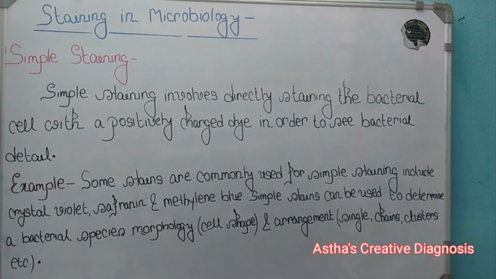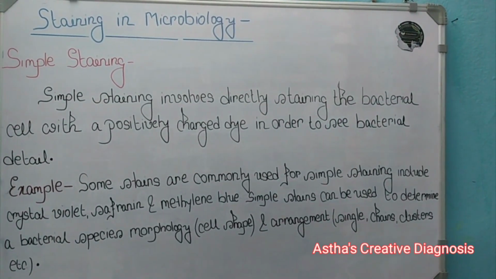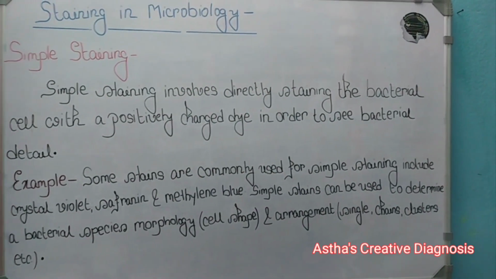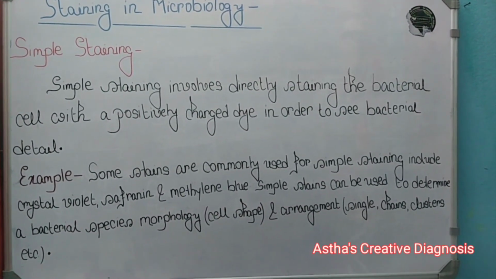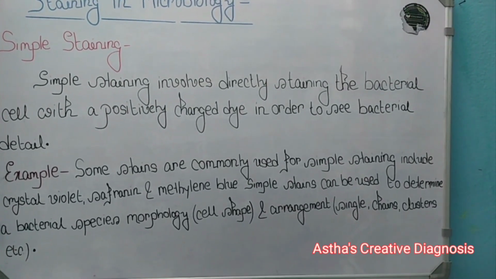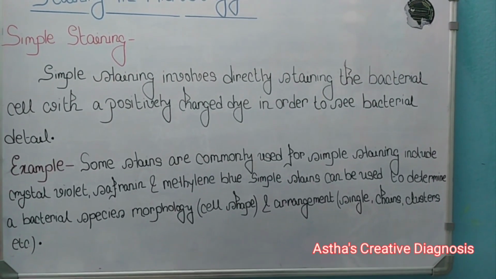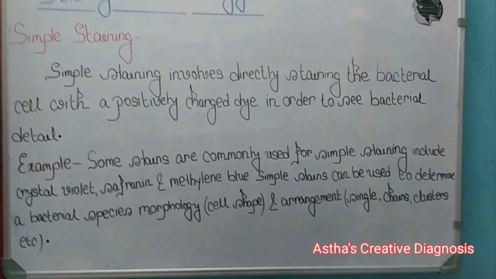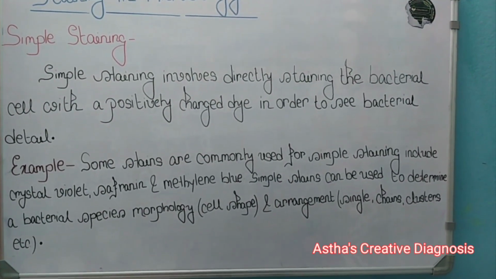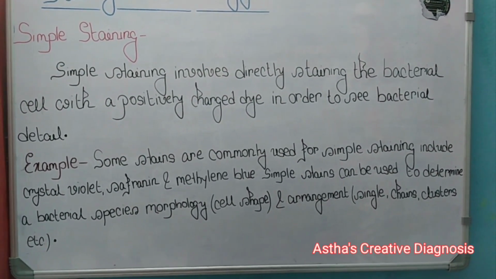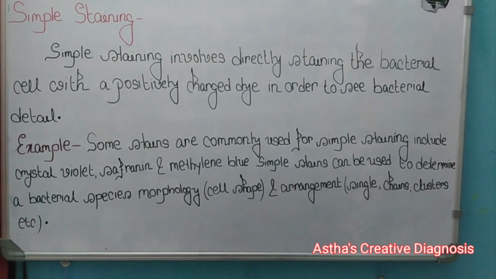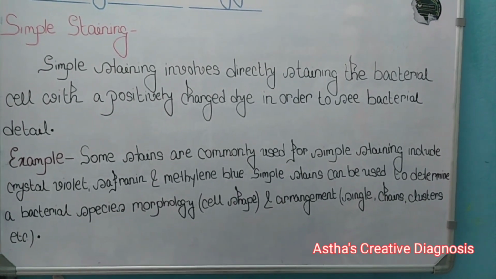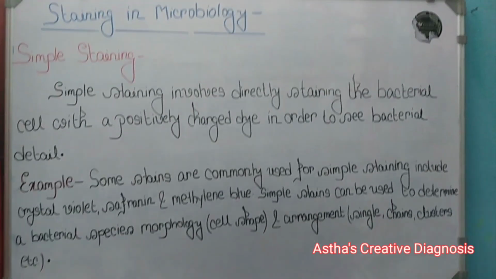Simple staining. Simple staining involves directly staining the bacterial cell with a positively charged dye in order to see bacterial detail. Example: some stains commonly used for simple staining include crystal violet, safranin, and methylene blue. Simple stains can be used to determine a bacterial species' morphology, that means cell shape, and arrangement, that means single, chains, clusters, etc.